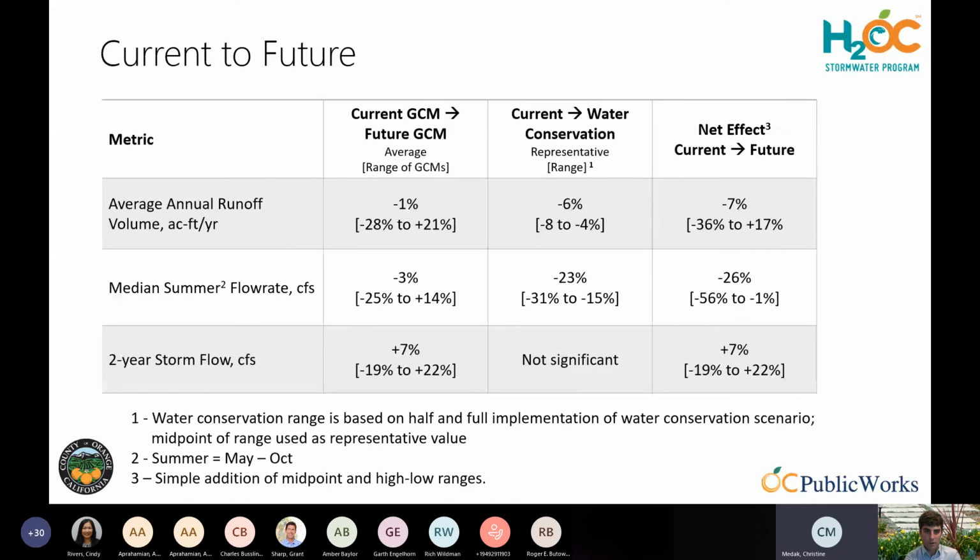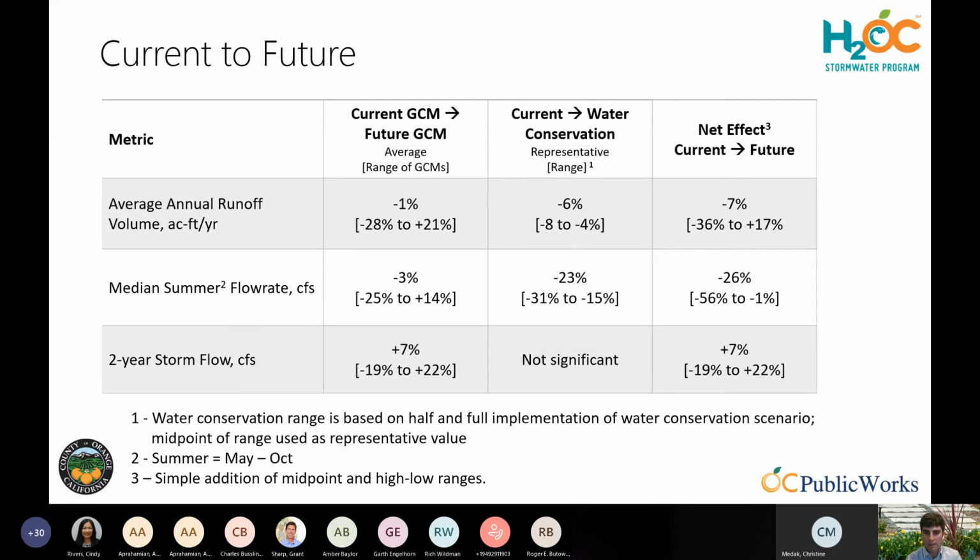The current versus future GCM span 0% change, with a slight tendency to estimate a negative change, like a reduction in stream flow. So that's this number here you see on the screen. It's small, though obviously the absolute magnitudes of the range are pretty big. And so it could be less, could be more. Combined with water conservation, likely yes.